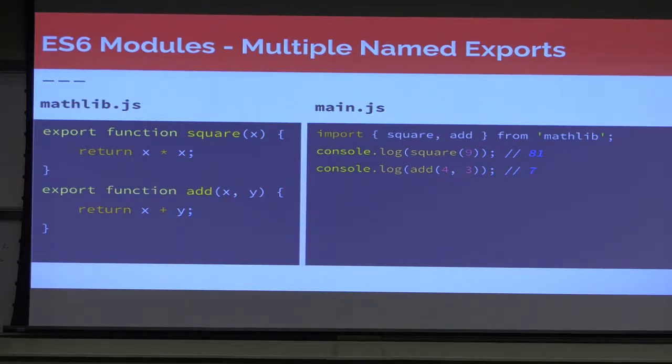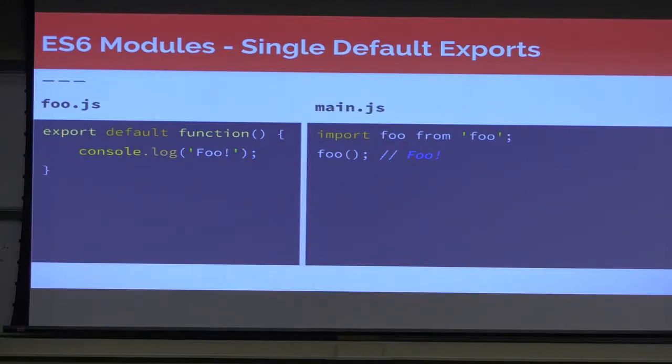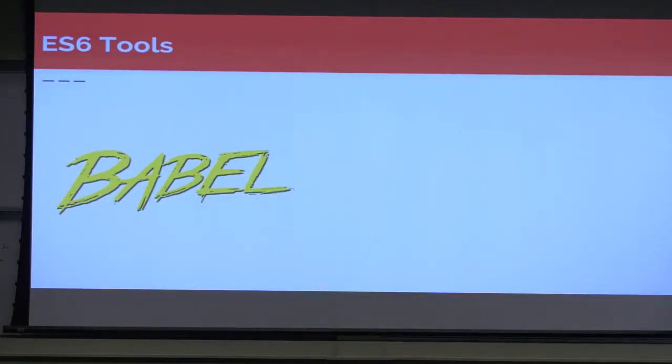And this is probably familiar if you've ever used CommonJS before ES6 became big. They kind of implemented the same exact syntax for importing modules. So as you can see, we're just importing square and add from mathlib, and then we can console log our square 9 and our add 4 and 3, and it works perfectly for us. Another way to do it is single default exports. So with this, you're exporting a single function, and then we can import that function and run it. Very simple.